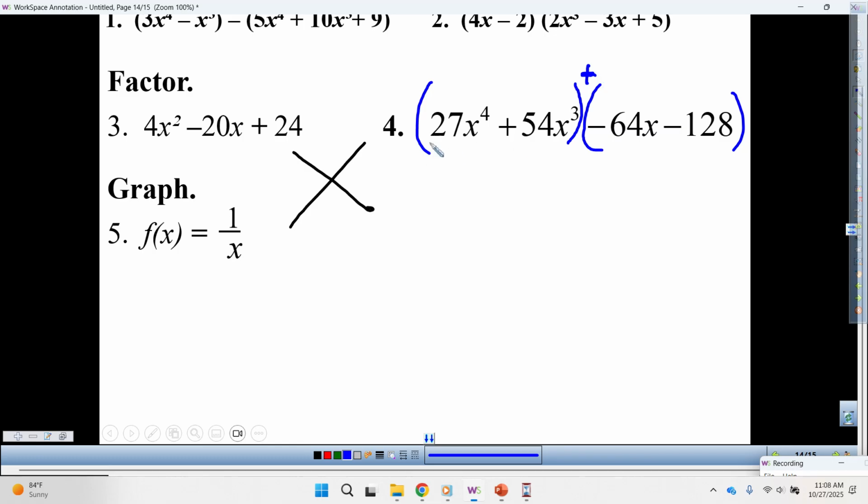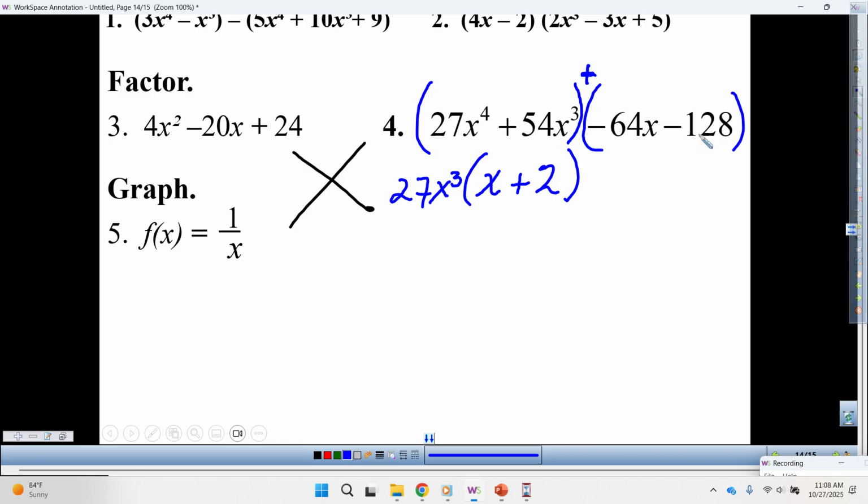And then we start and look at this one. What is the GCF for this one? Well, they can both be divided by 27. And both of them have x cubed at least. So if we took out the 27 and x cubed, that leaves us with x. 54 divided by 27, that's 2, and we took out the x cubed.